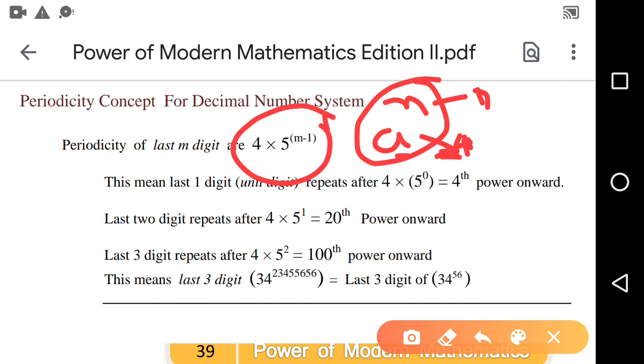And that means after a cycle of length 4 into 5 raised to m minus 1, the remainders get repeated. This cycle starts from, friends, now, if we substitute m equal to 1, then the last unit digit cycle is 4 into 5 raised to 0, that is 4.